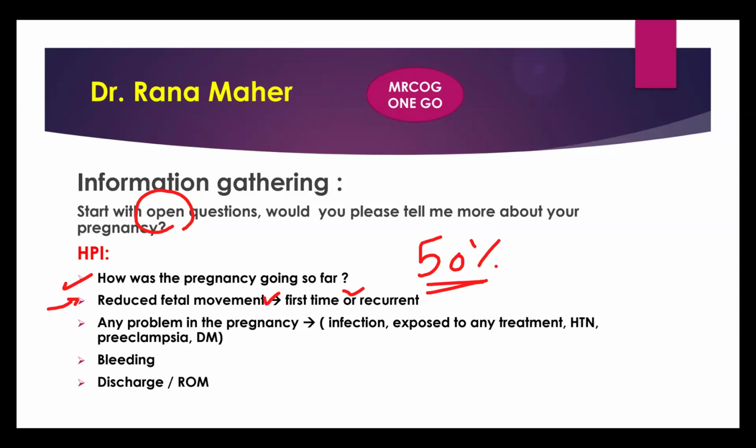Any problem that happened during the pregnancy, like any infection. So how to ask about the infection: if this patient got a high temperature or fever, or was exposed to any treatment during the pregnancy, any problem like hypertension, preeclampsia, or diabetes. Any bleeding during the pregnancy, just to exclude if this patient has placenta previa or there is any problem like placental separation. With placental separation, it will not be the final diagnosis, but you can suspect drug misuse or a cocaine patient.